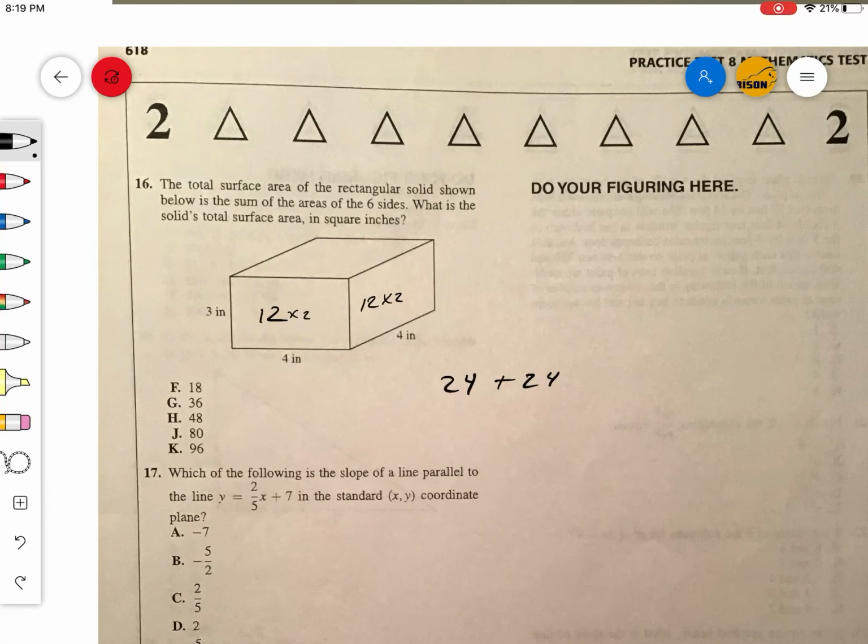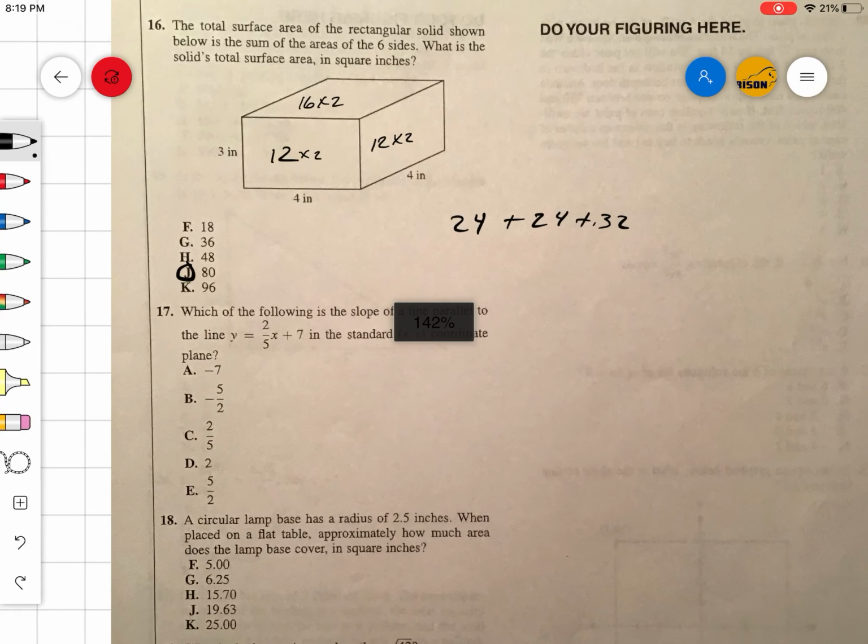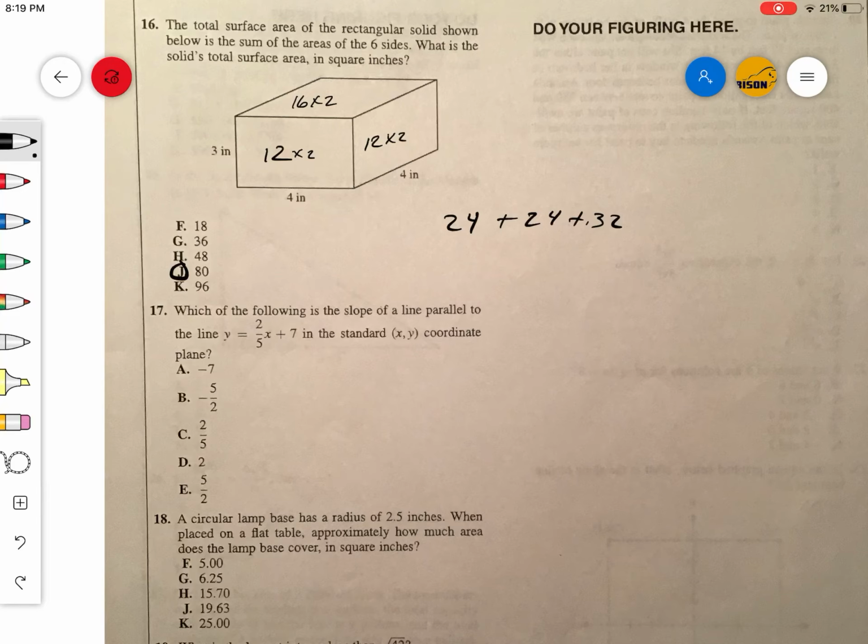I got 24 again. All right, now the top, it's 4 long and 4 wide. So this up here is 16, and I got 2 of those. That's 32, right? Yep, 32. I don't know why I typed that in. So I'll add 32 plus 24 plus 24. That gives me 80. So J is the surface area of that solid.